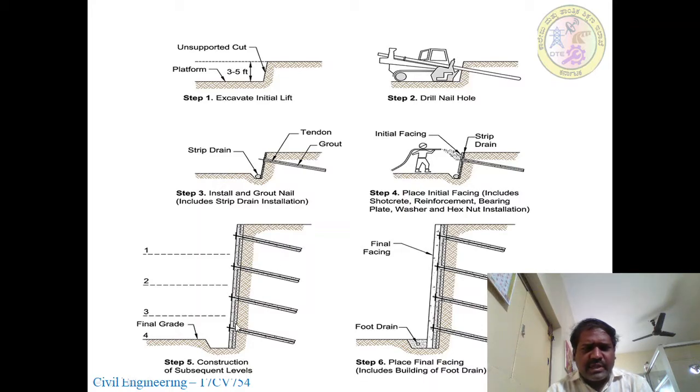So construction of subsequent levels 1, 2, 3, 4 depends on the height of the structure. It will be a final grade. And in the final step, this will be facing the head, the drain, everything will be there. That will be the place final facing. So that will avoid the displacement or the failure of the facing surface.